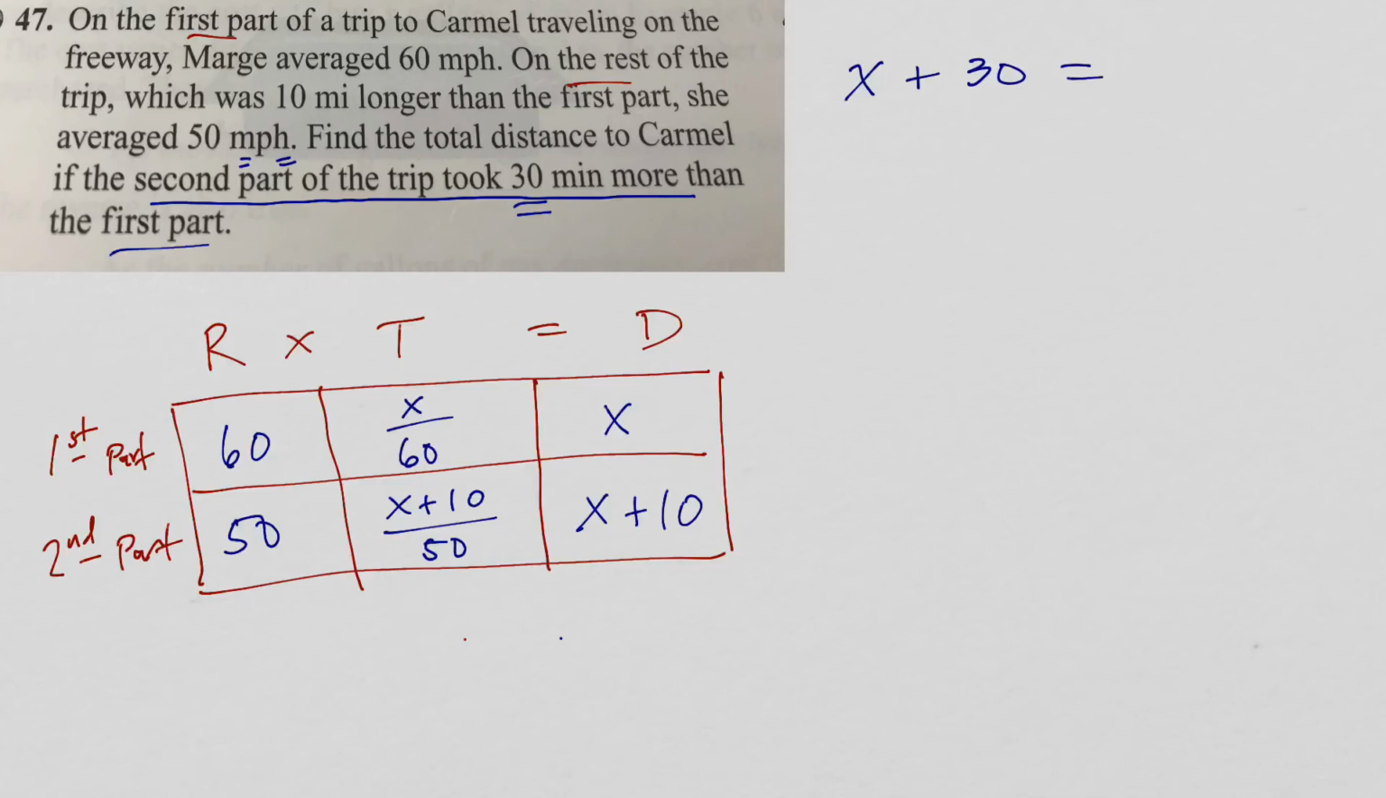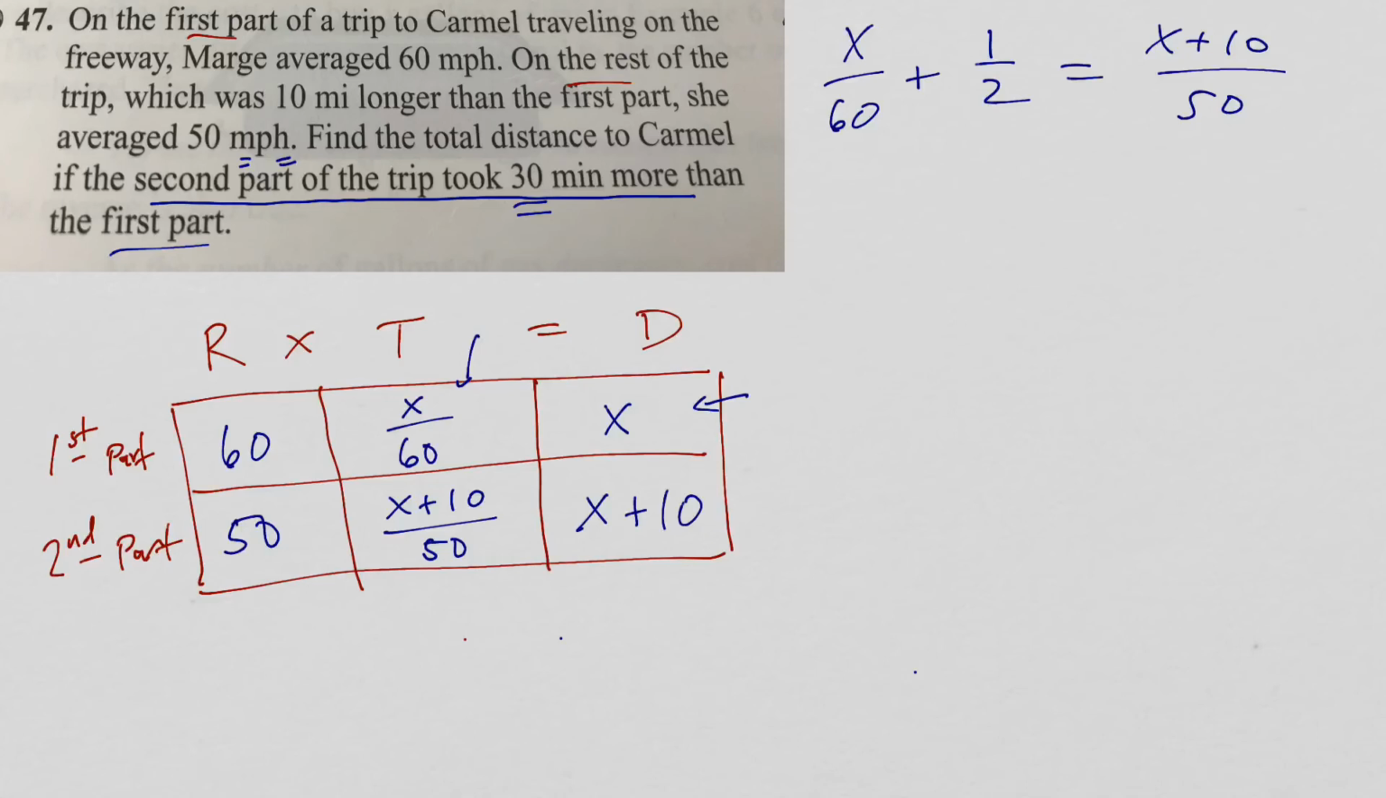So we need to do 30 minutes, which is a half an hour. So we're adding 30 minutes to the shorter time. Oops, by the way, this is the time that we're after. It's x over 60. If we add 30 minutes to that, we're going to get the longer time. So hopefully that makes sense.